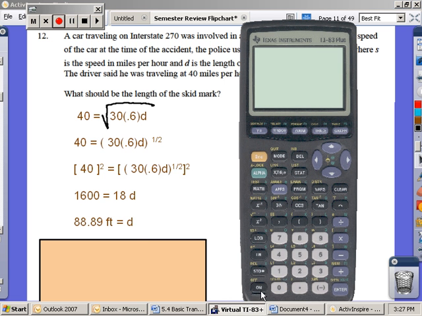I can also do it on my calculator. I type in 30 times 0.6, enter, I get 18, then I take 1600 divided by 18, and I receive 88.888.